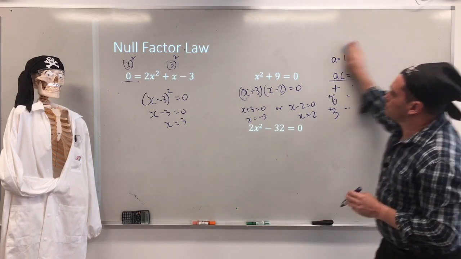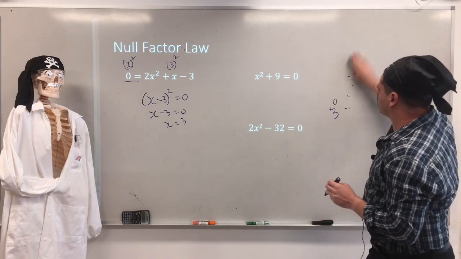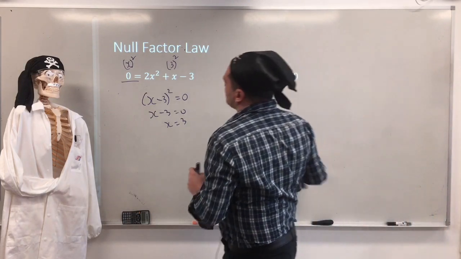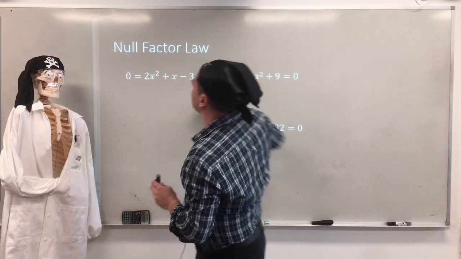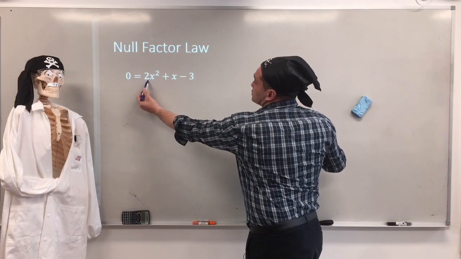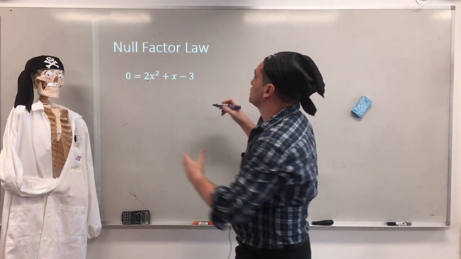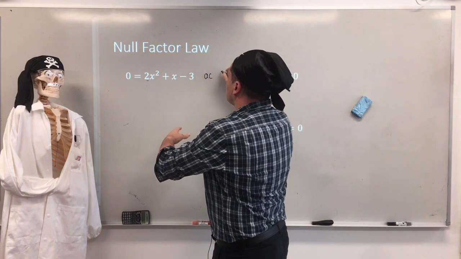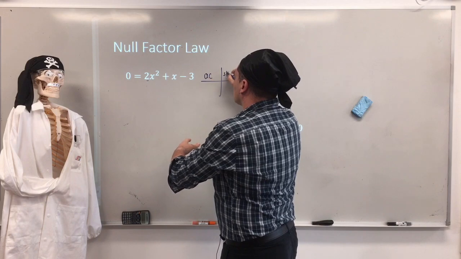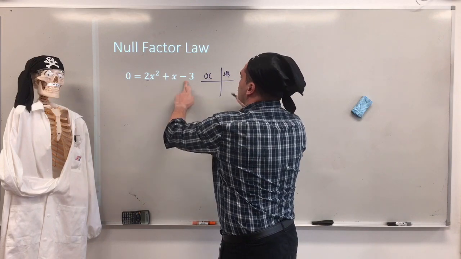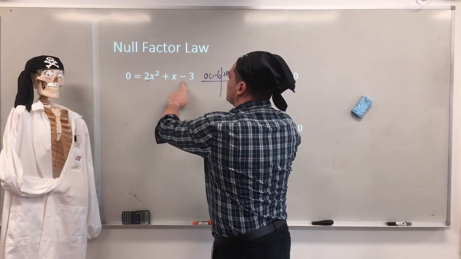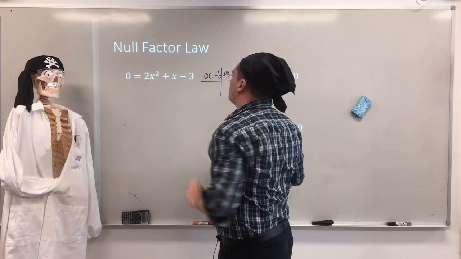Let's do a couple more. So we've got here, this time a coefficient which is not 1 on our x squared, so we're going to have to make sure we do our full factorization. So we've got our AC and our plus b. AC is 2 times negative 3, which is negative 6, and our plus b is 1.